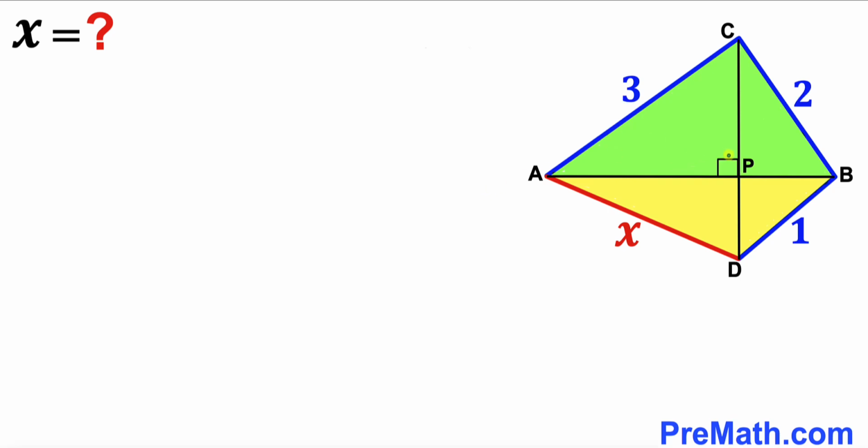Welcome to PreMath. In this video, we have these two triangles, triangle ABC and this other triangle ABD, put together, as you can see in this given diagram. As a result, we get this quadrilateral ABCD, whose side lengths are 1, 2, 3, and x units respectively. Furthermore, we have these diagonals AB and CD, and they intersect each other at 90 degrees at this point P. Now our task is to calculate this side length x.